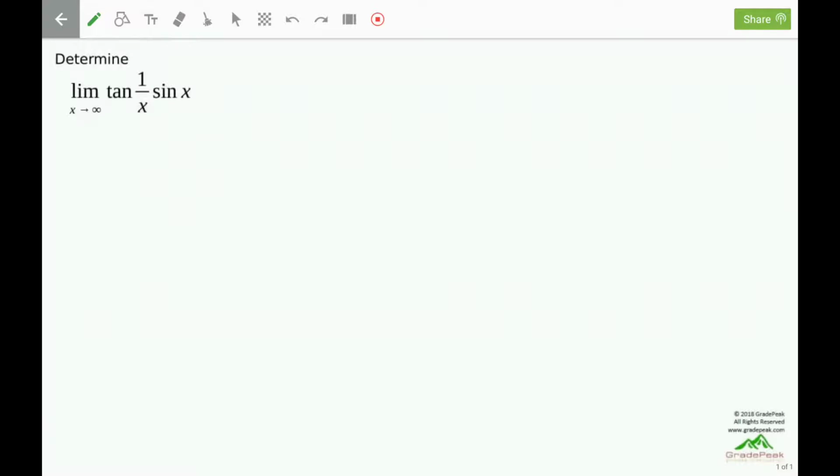Determine the limit as x approaches positive infinity of tangent of 1 over x times sine of x. For the limit as x approaches positive infinity of the tangent of 1 over x times the sine of x, the first thing to do is plug a positive infinity in for each of the x's.